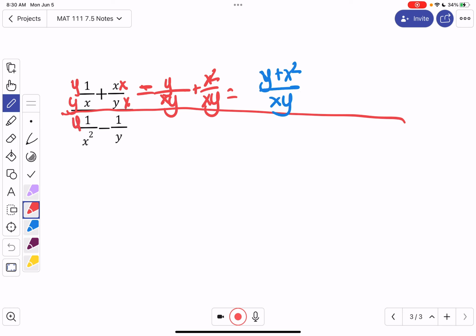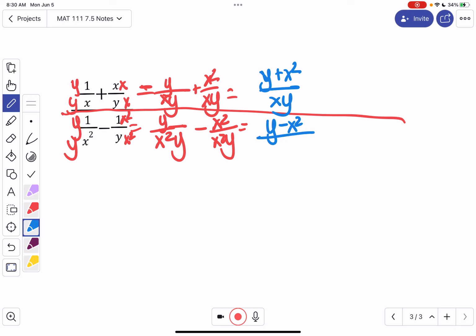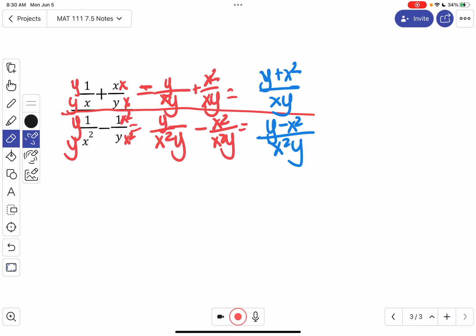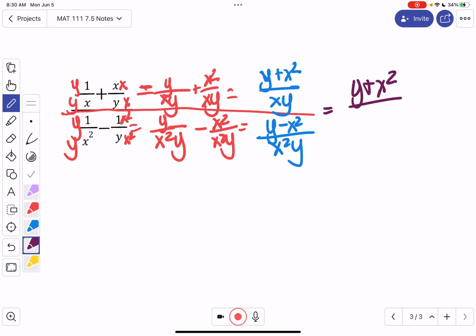Now let's do the bottom. Multiply this by y. I get y over x squared. Multiply this by x squared. X squared y. There we go. Multiply that, we get x squared over x squared y. And when we combine like terms, we get y minus x squared over x squared y. So those denominators are not exactly the same. So we're going to write out the whole thing. y plus x squared over xy times x squared y over y minus x squared.